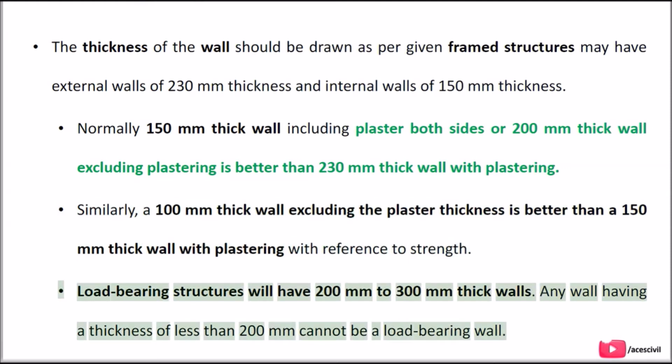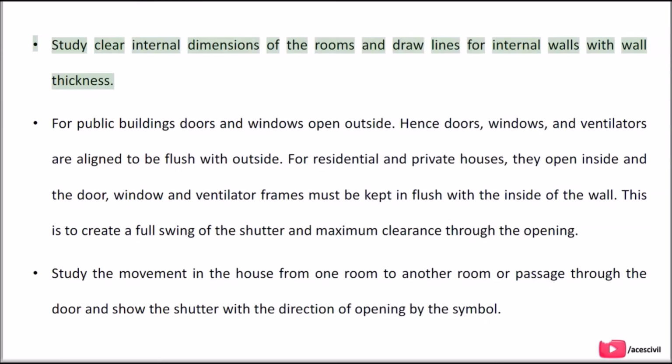Load-bearing structures will have 200 mm to 300 mm thick walls. Any wall having a thickness of less than 200 mm cannot be a load-bearing wall. Study clear internal dimensions of the rooms and draw lines for internal walls with wall thickness.